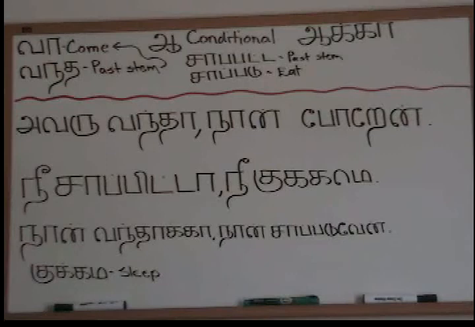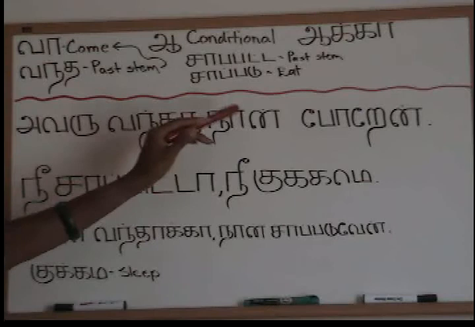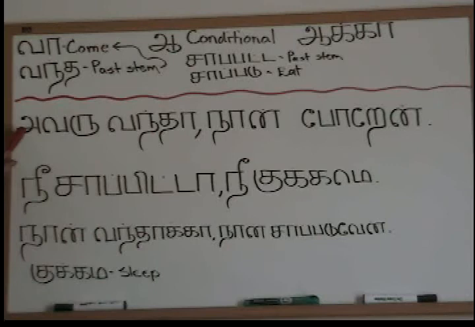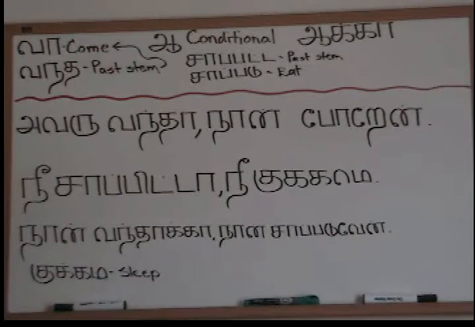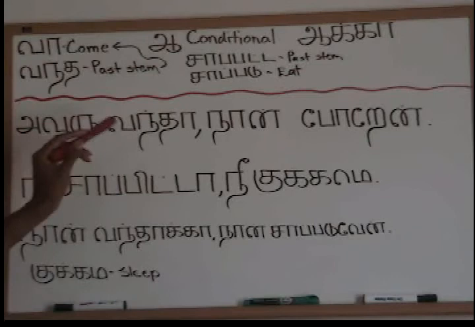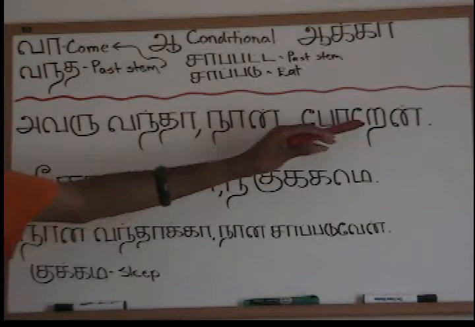Okay, so our first example sentence will be: avada banda nan poren. This means, avada is he, and then we have vanda, which is if come. So if he comes, nan, I, poren, go. So if he comes, I will go.